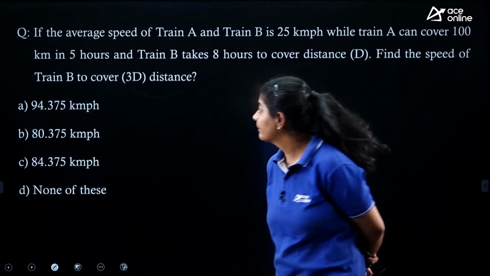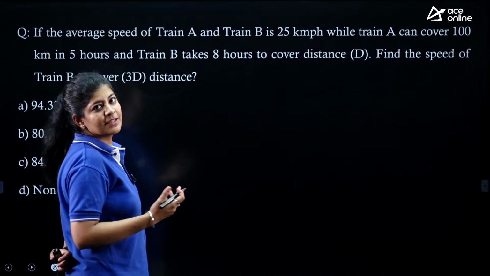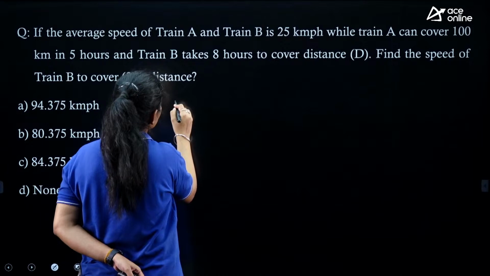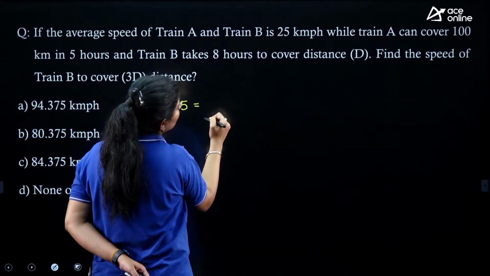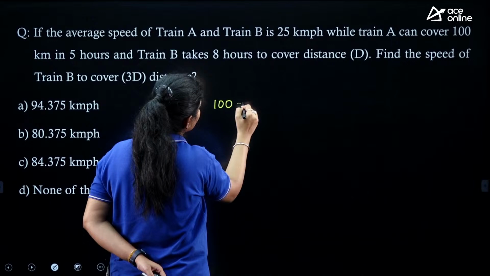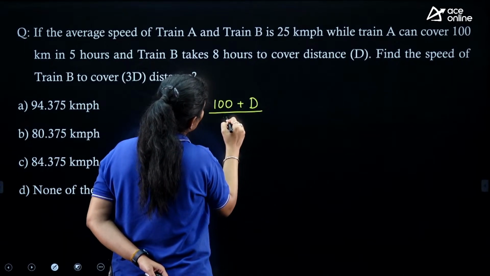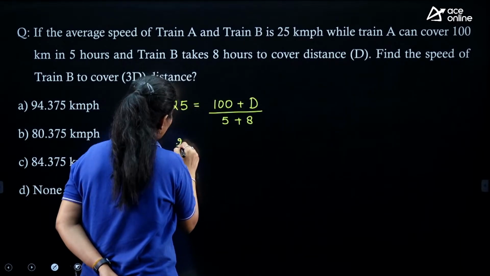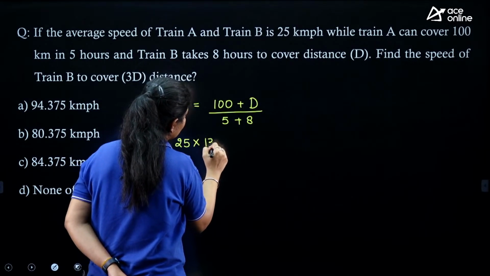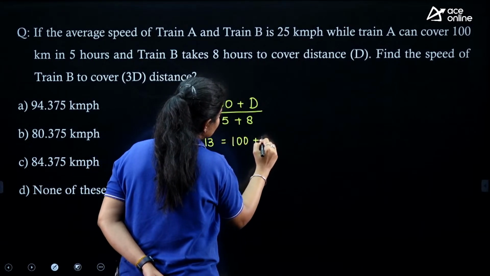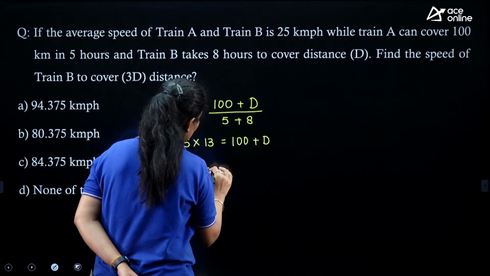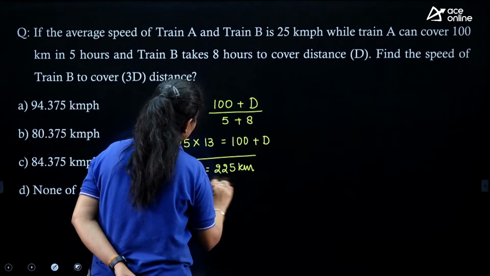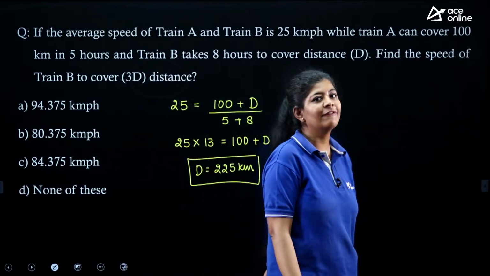Option number C, let's see. The question is saying average speed, so we just simply use the formula of average speed, which is nothing but the total distance covered. So 25 should be equal to total distance covered, which is nothing but the 100 kilometers plus D, divided by the total time taken. This is the formula that we need to use. Over here we have 25 multiplied by 13 equals 100 plus D. When you calculate D, you will get, I guess, 225 kilometers. The value of D that you got over here is 225 kilometers.